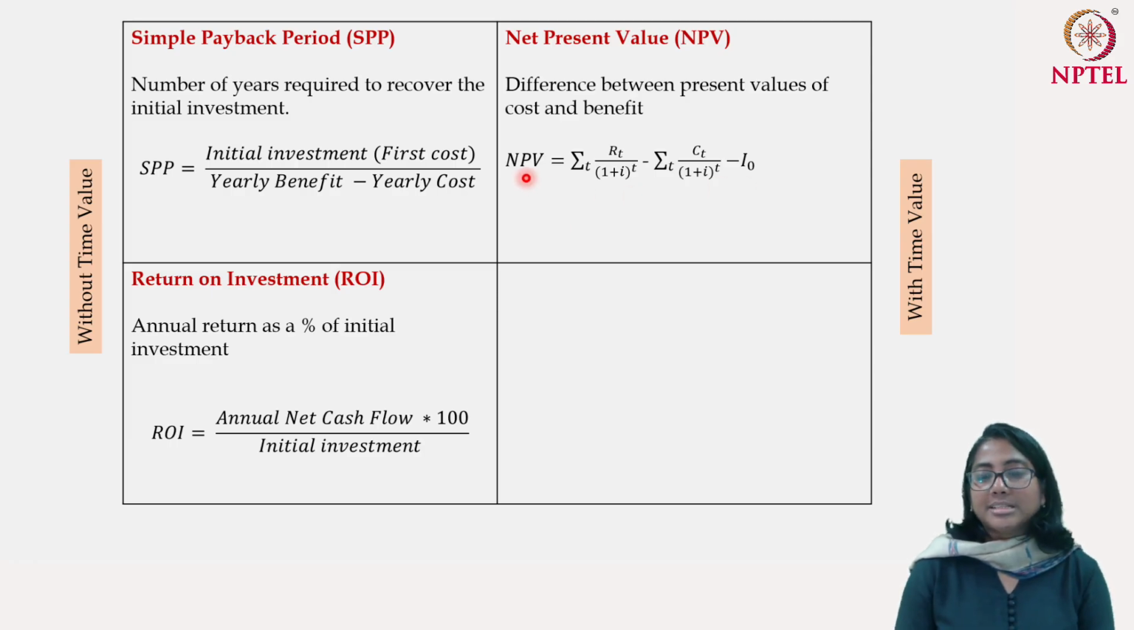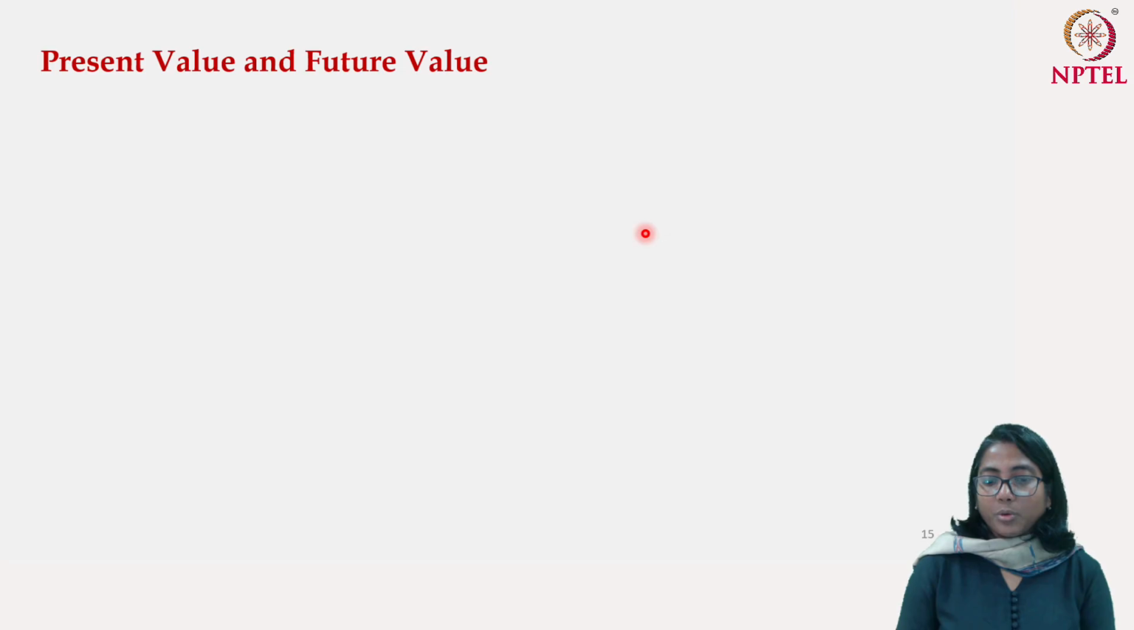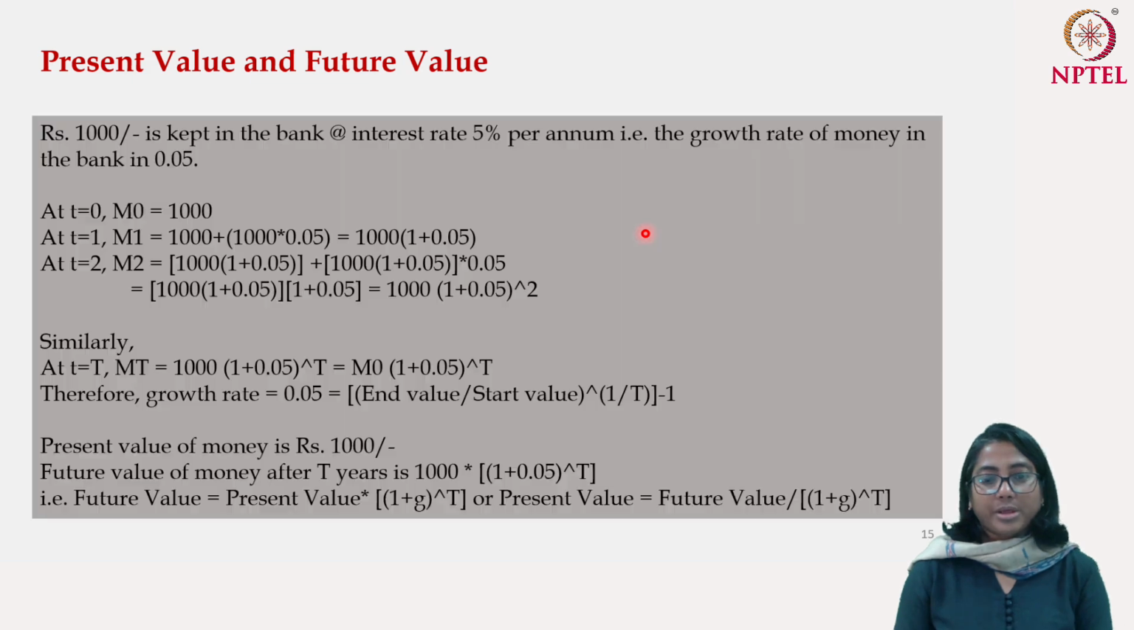Because we are calling this the present value. Before we go to that, let us have a quick discussion on the concept of present value and future value. Here also I am going to take the help of an example which we have already discussed when we were talking about the energy demand and how growth rates are used in order to understand it. So this is the same example: 1000 rupees kept in a bank at a per annum interest rate of 5%, and the money is growing in the bank.